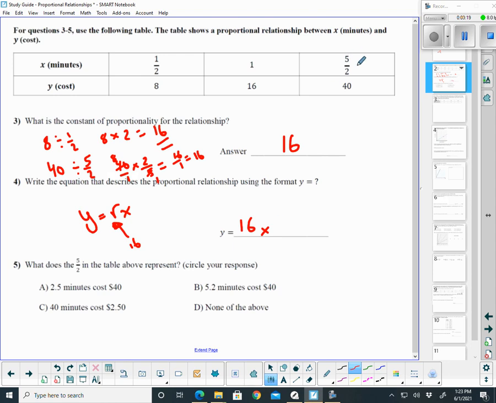What does 5 over 2 in the table above represent? Well, it looks like when minutes is 5 over 2, which, by the way, is equal to 2 and 1/2, the cost is $40. So 2.5 minutes cost $40. That makes sense. Let's see. 5.2 minutes, that doesn't make sense. It's not 5.2. 40 minutes cost $2.50. Nope, that's backwards. And none of the above is clearly not the right answer.